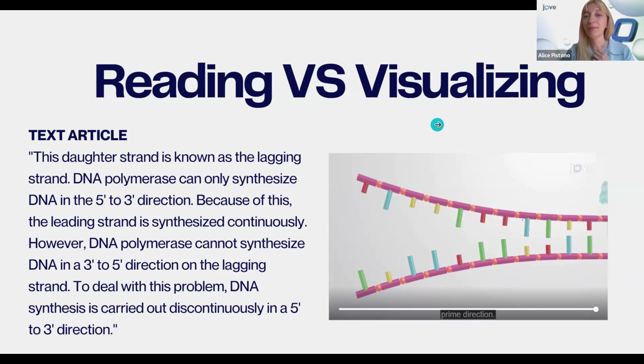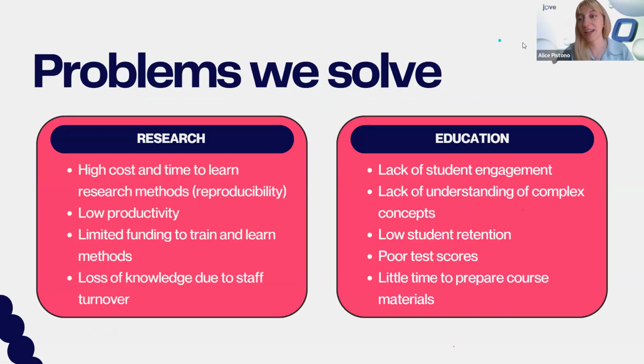So let's see some of the issues that JoVE is able to solve through this process. When it comes to research, which is the one I was mentioning just now, we often have a high cost associated with certain research methods because the reagents cost a lot of money, because maybe time itself is a cost. And learning new methods, so reproducing them, is often a constraint.